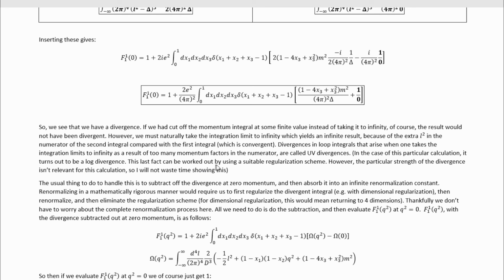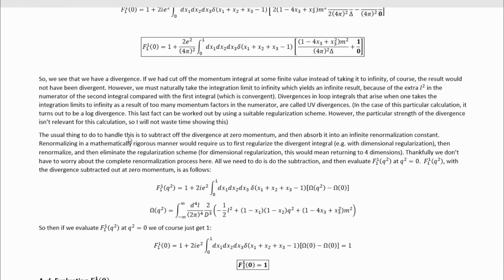In the case of this particular calculation, it turns out to be a log divergence. This fact can be worked out by using a suitable regularization scheme. However, the particular strength of the divergence isn't relevant for this calculation, so I will not waste time showing this. The usual thing to do to handle this is to subtract off the divergence at zero momentum and then absorb it into an infinite renormalization constant.